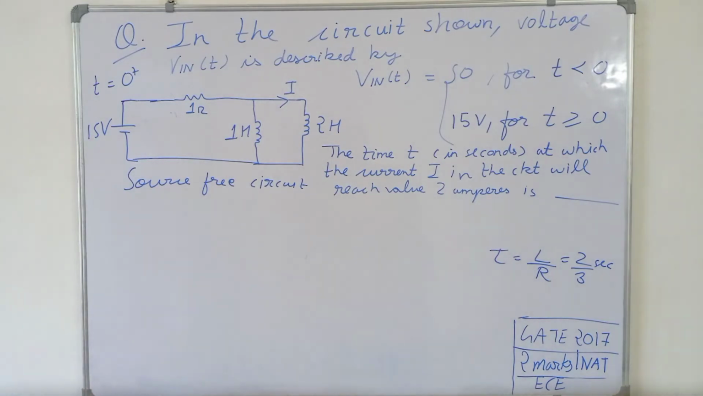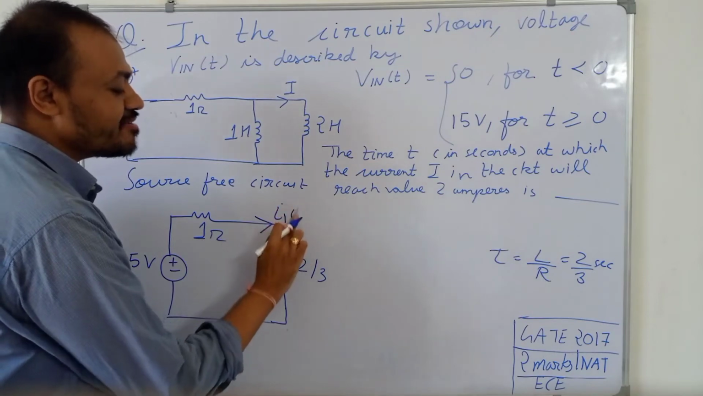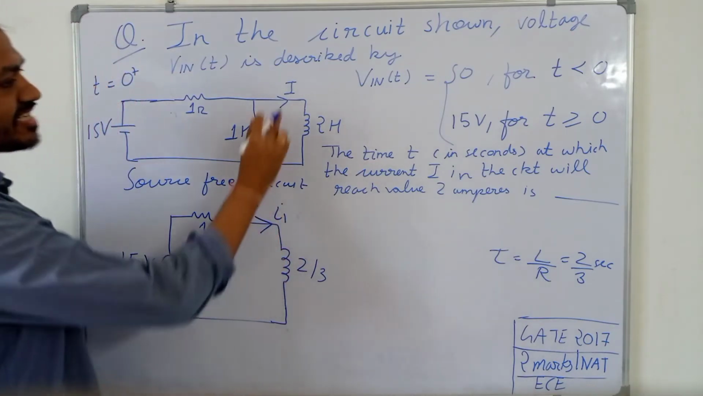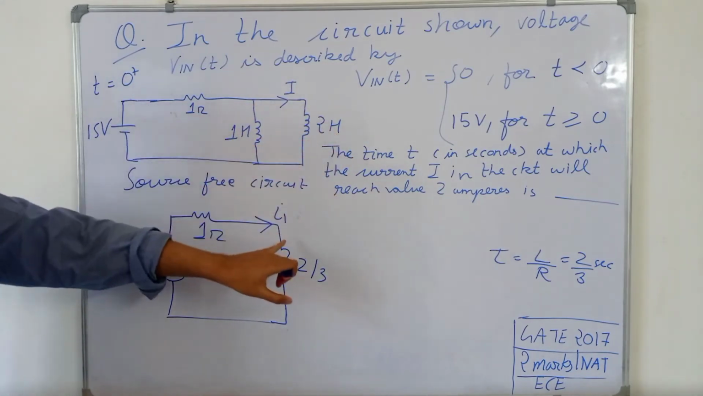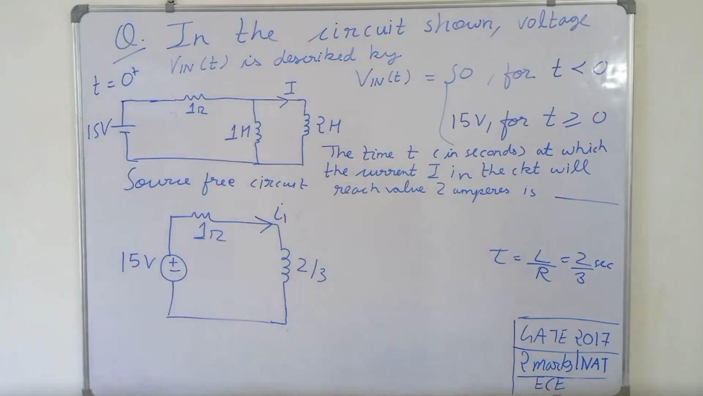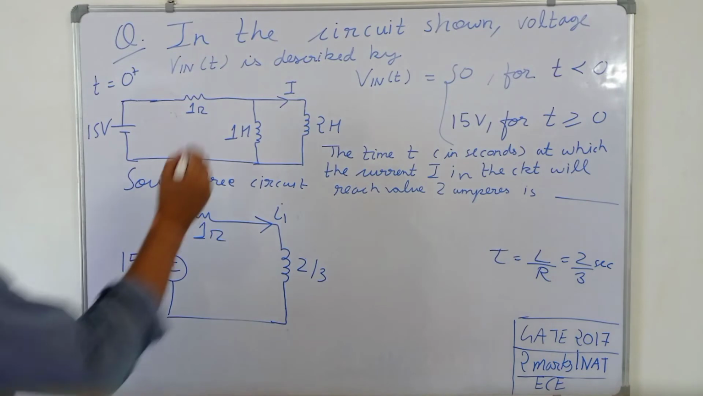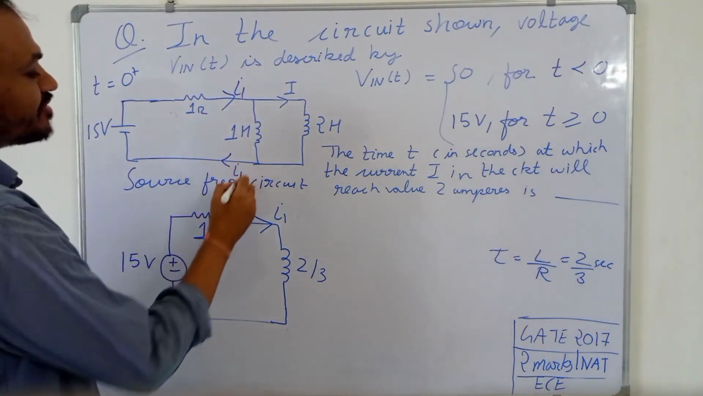Sorry, I removed the circuit. Let me draw it again. Okay, so let this current be I1. Remember, this current I1 is different from this current I, because this current I is through the 2 Henry inductor, whereas this I1 is the current through the equivalent combination of these both inductors. So actually this I1 is this current, and this same current I1 will appear here.